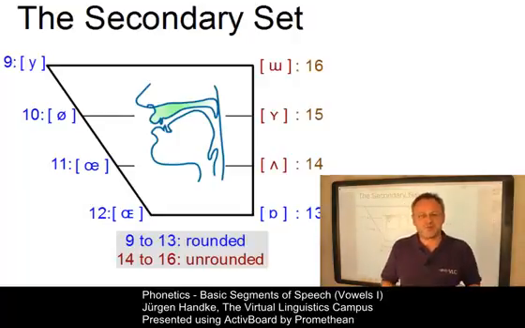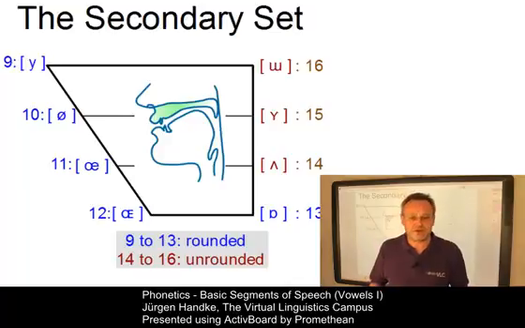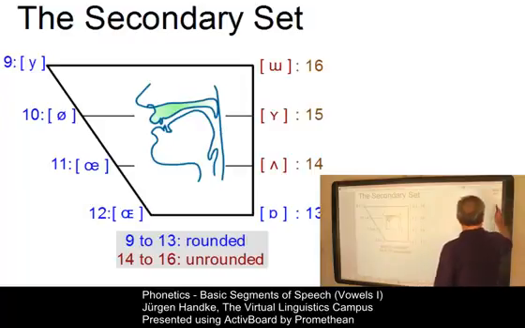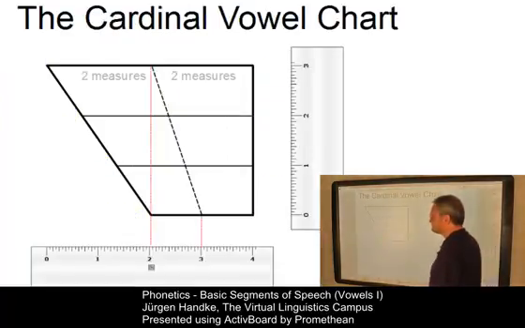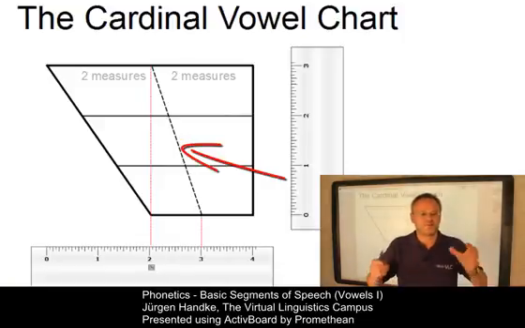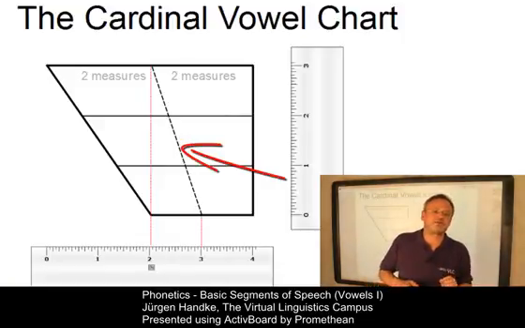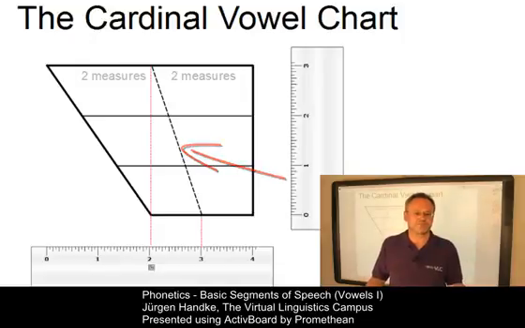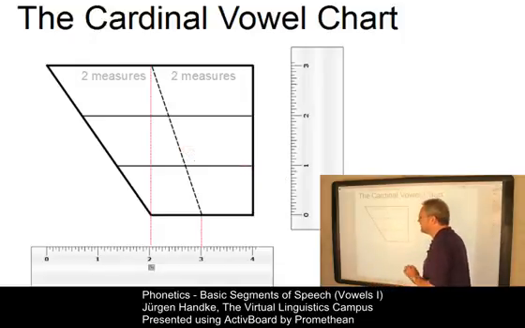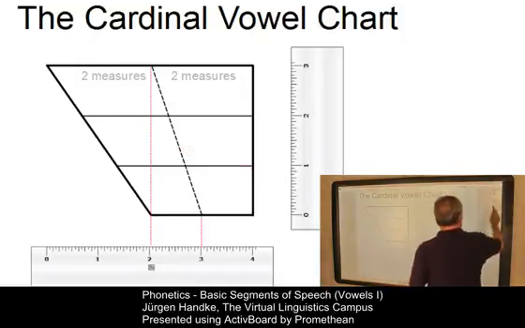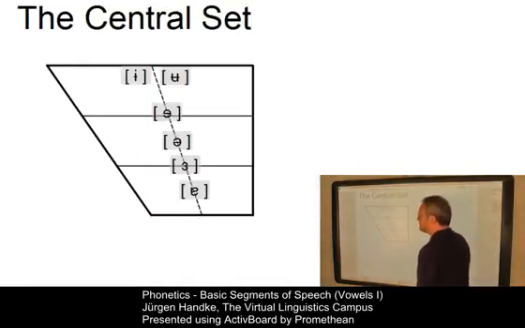These two sets can now be extended by a set of central vowels, that is, vowels that are neither front nor back. Let us draw some auxiliary lines for their representation on the chart. First, we need a central line from the middle of the top line to the middle of the bottom line. This allows us to define a set of central vowels.